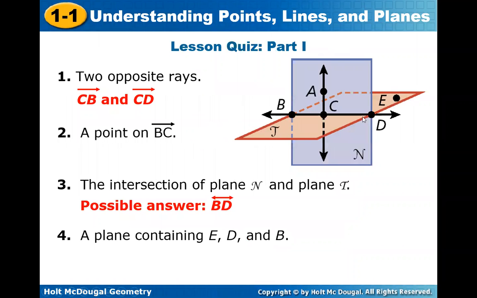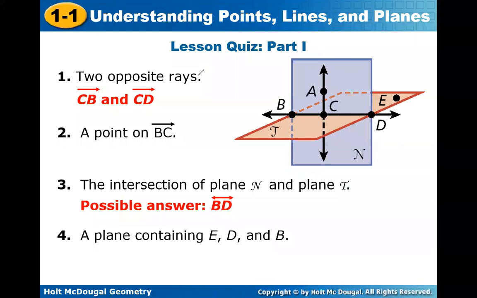All right, I can make two opposite rays, CB and CD. Those are opposite rays. The intersection of plane N and plane T is BD, right? Because the postulate 1-1-5 tells me that when I intersect two planes, the intersection is a line, right?